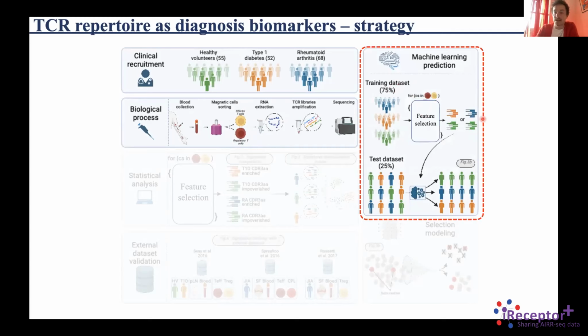We collect the enriched signatures, so we always compare with healthy volunteers. The enriched signatures are CDR3 enriched in the disease, and the impoverished signatures are impoverished in the disease, so enriched in the healthy volunteers. And we try to classify the remaining test data set.